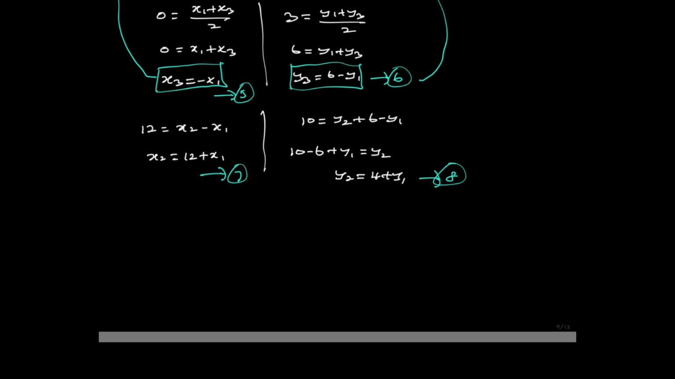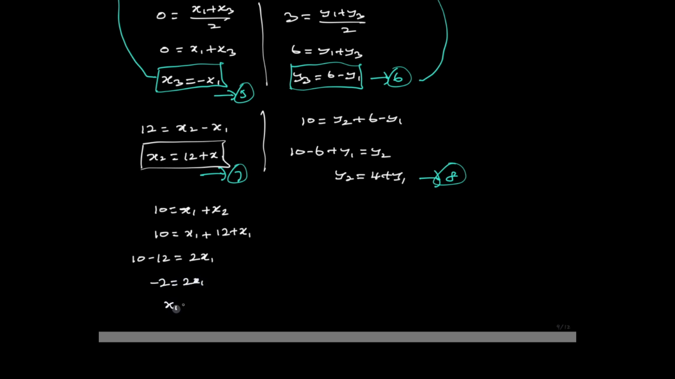Now substitute equation number 7 in equation 1. Actually equation 1 is 10 equal to x1 plus x2. This is equation number 1. Now substitute equation 7. In equation 7, x2 is 12 plus x1. So 10 equal to x1 plus 12 plus x1. So 10 minus 12 equal to 2x1. Minus 2 equal to 2x1. So x1 value is minus 1. So we found the value of x1.